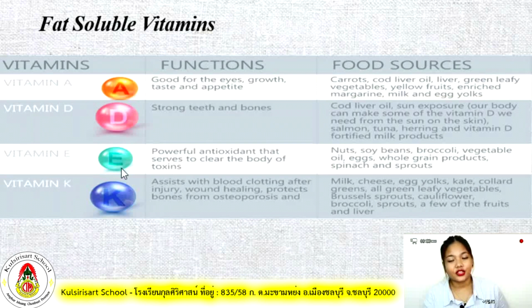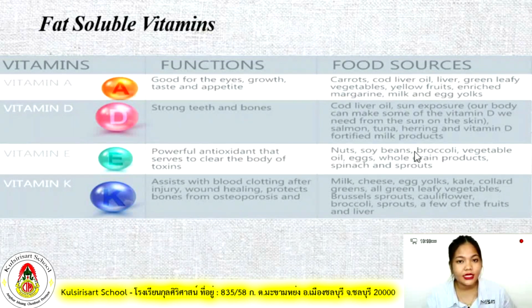Now, what is the function of vitamin E? Vitamin E is a powerful antioxidant that serves to clear the body of toxins. So if you feel like you have a lot of waste in your body and you feel very unhealthy and you want to remove all of those toxins, you should take in vitamin E. Vitamin E is present in foods like nuts, soybeans, broccoli, vegetable oil, eggs, whole grain products, spinach, and sprouts.